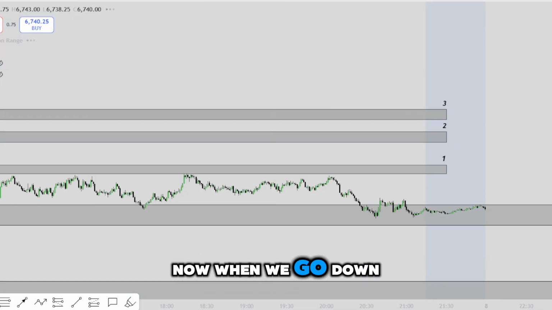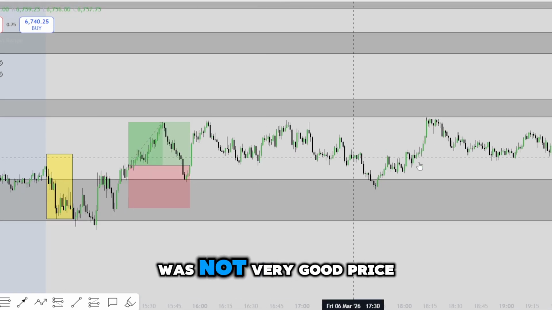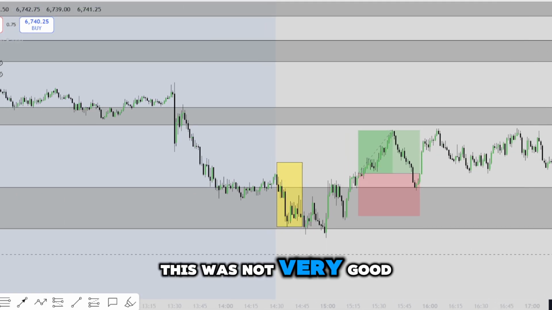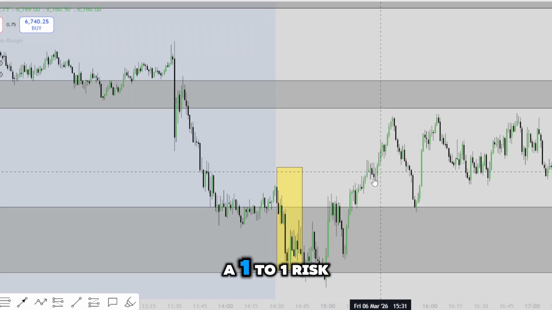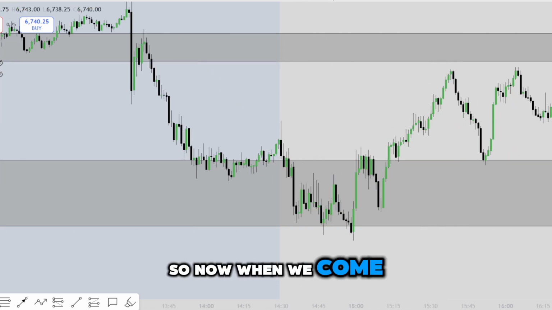Now, when we go down and when we tap into the zone like this, right? So the trade itself, it was not very good price action. Holding through this was not very good, but I managed to catch a 1-to-1 risk to reward in the process. So now when we come into the zone, right?